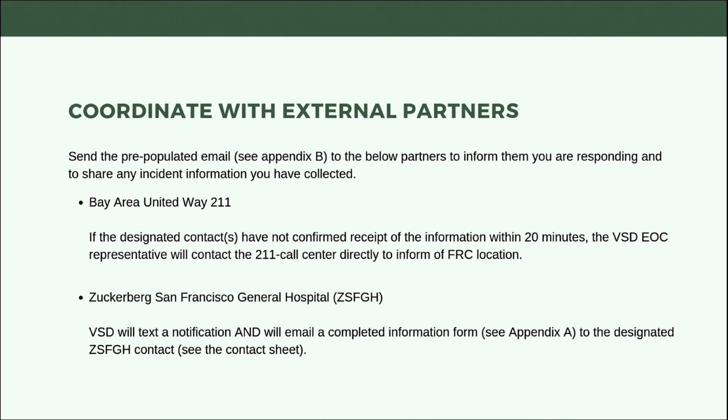The San Francisco General Hospital will receive trauma patients in the event of a mass casualty crime incident. You will text a notification and will email a completed information form to the designated SF General contact. It's important to provide this information to ensure communication is clear among all responding partners. Friends and family who are looking for their loved ones may show up at the hospital. We want to share the information of the Family Resource Center's location with the hospital so that they can point the friends and family back to the FRC in order to receive proper resources.